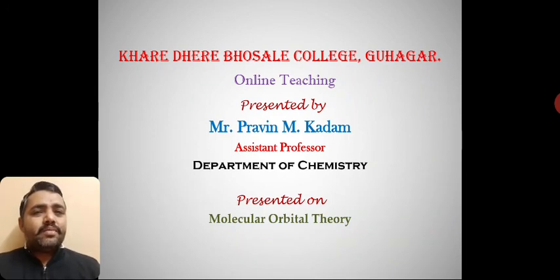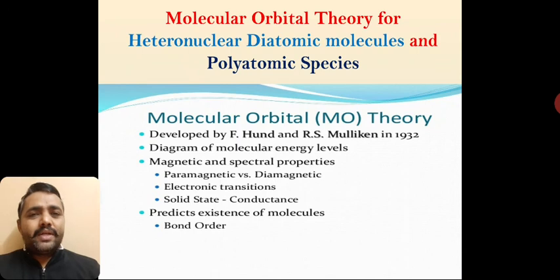Today's lecture is on molecular orbital theory. This is the introduction of the molecular orbital theory. I think this introductory part is completed at SYBSc level, and at TYBSc the chapter is molecular orbital theory for heteronuclear diatomic molecules and polyatomic species. But I have revised this introductory part because the basic steps are very important, therefore I have to revise it. We start now with the molecular orbital theory.